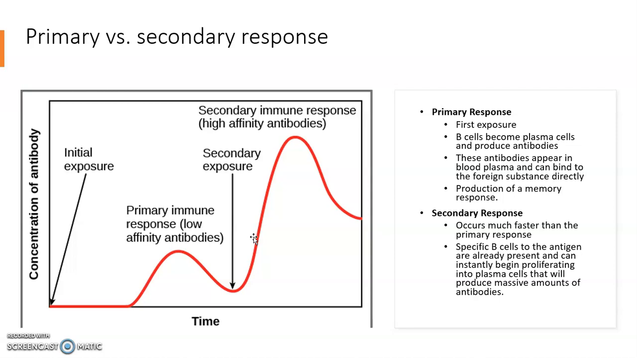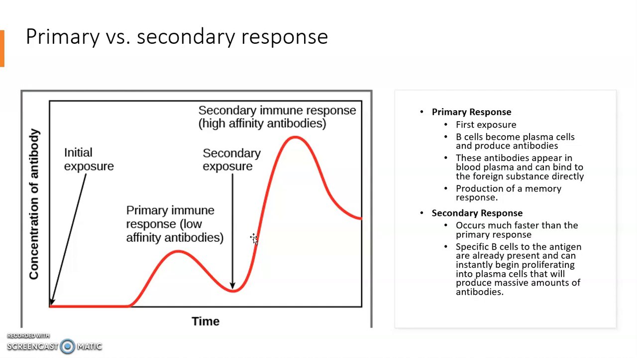So in that secondary response, the memory response allows antibodies to be produced much faster and in much higher quantities so that you are able to clear that infection before the infection really takes hold and is able to cause signs and symptoms. So you likely will not even know that you've gotten sick that second time.